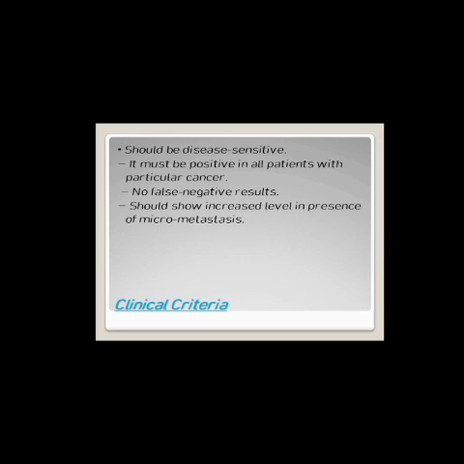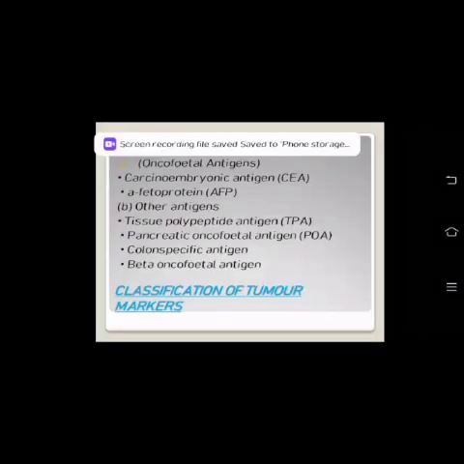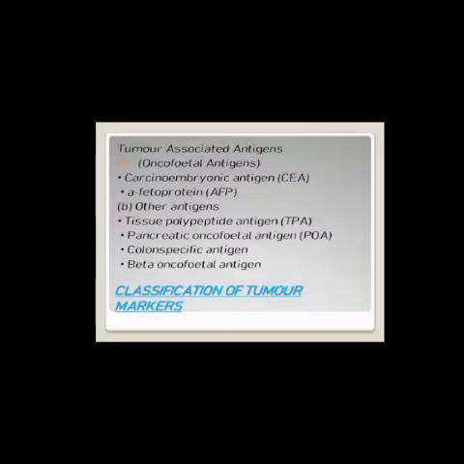And clinical criteria of tumor markers: it should be disease sensitive. It must be positive in all patients with a particular cancer. The tumor marker will be positive, with no false negative results, and it should show increased levels in the presence of micrometastasis. Okay, next we are going to see the classifications of tumor markers. First one, tumor associated antigens. We saw this earlier in the PPT: carcinoembryonic antigens and alpha fetoproteins.